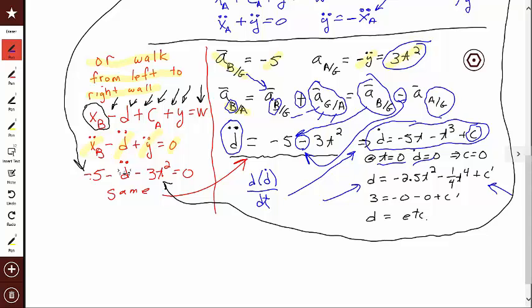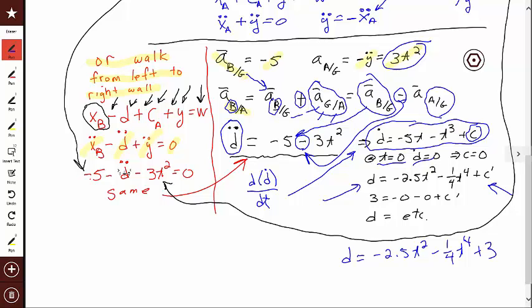This time I need a condition. Well, the condition is that D is equal to 3 when time equals 0. So I put in 3 for D, 0 for t, and I solve for C prime, boom, I get the C prime. So now that I have that, the final equation for D is D equals minus 2.5 t squared minus 1/4 t to the 4th plus 3.